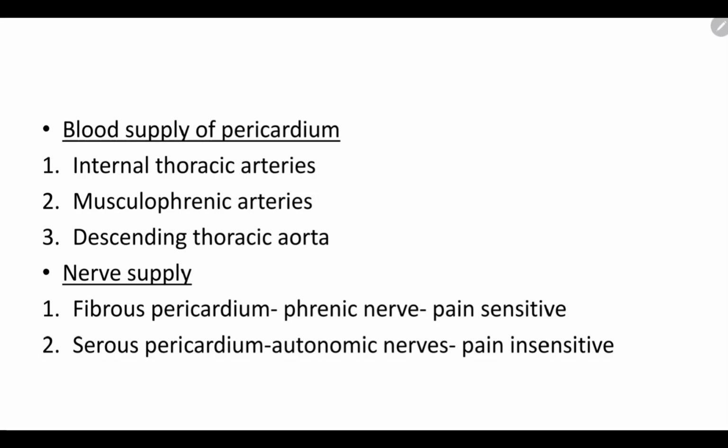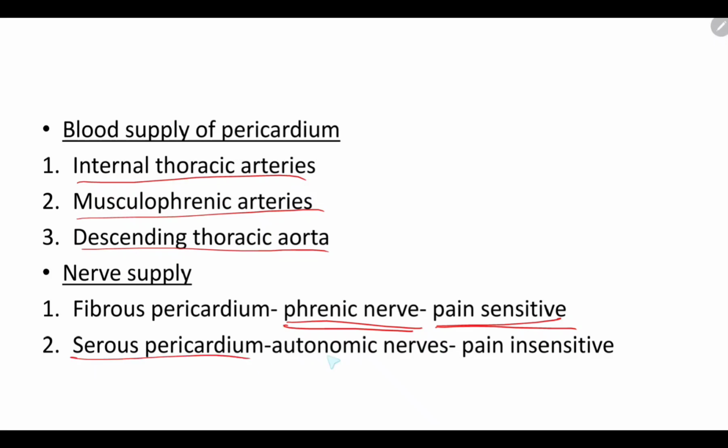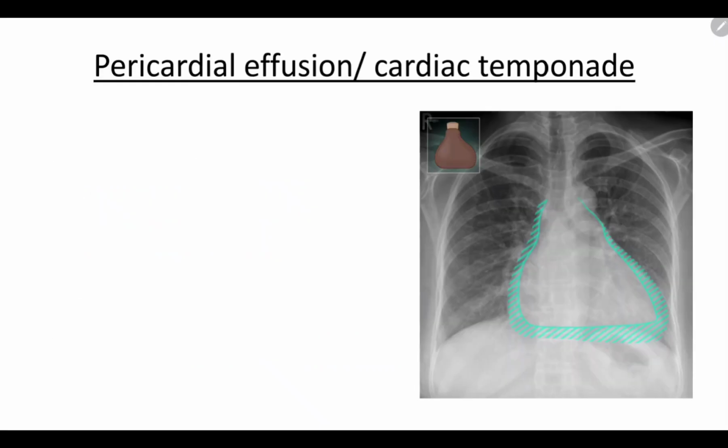Now the blood supply of pericardium. The pericardium is supplied by internal thoracic artery, musculophrenic artery, and descending thoracic aorta. Now coming to the nerve supply. The fibrous pericardium and the parietal layer of the serous pericardium is supplied by the phrenic nerve. Remember, phrenic nerve, and this layer is pain sensitive. Whereas the visceral serous pericardium is supplied by the autonomic nerves, so it is pain insensitive.